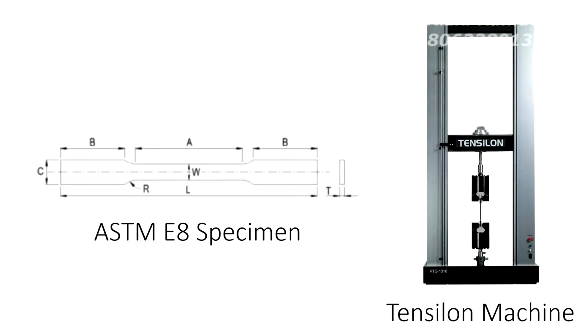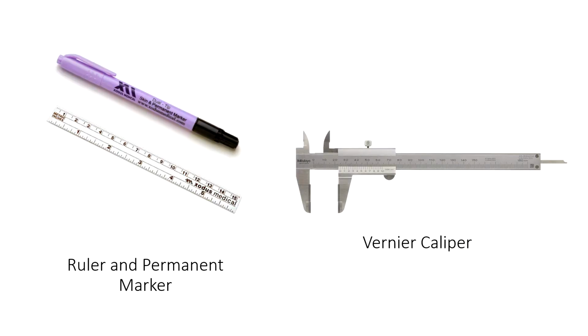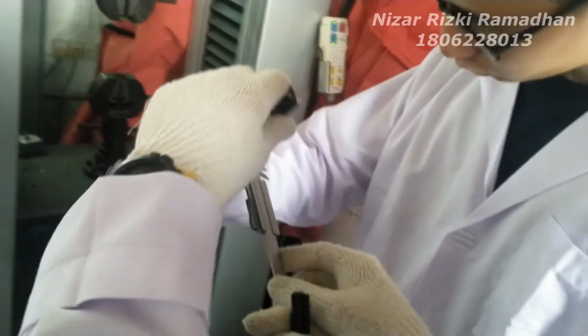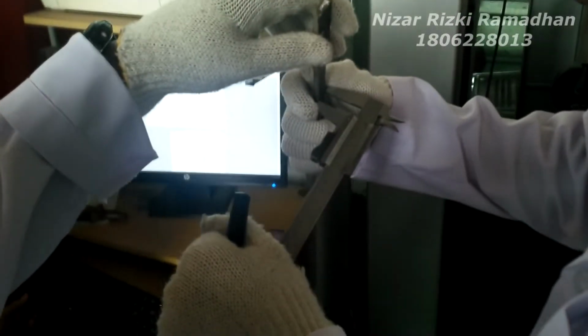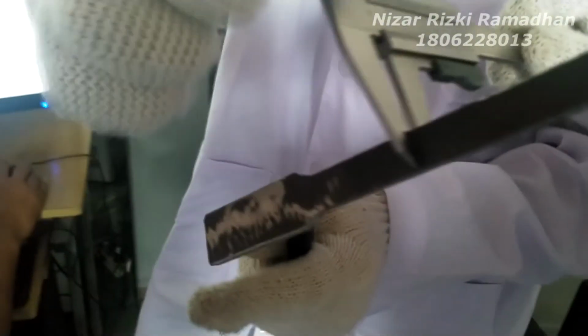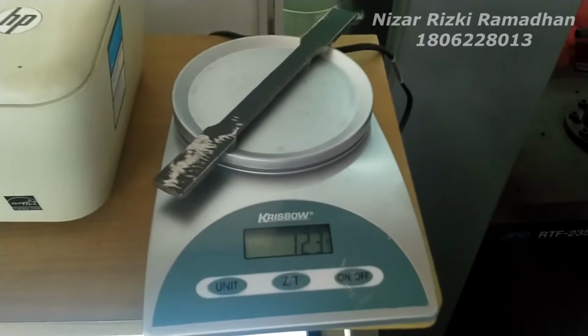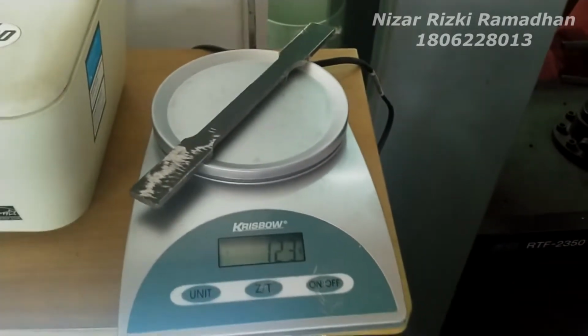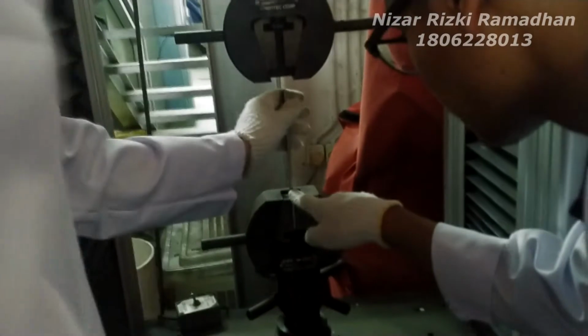These are the apparatus of this experiment: the ASTM E8 specimen, the tensile machine, a ruler and permanent marker, and a vernier caliper. Before we start testing the material, we measure the dimensions and the thickness to make sure it complies with the ASTM E8 standard for specimens. After measuring the dimensions of the specimen, we weighed it on a weighing scale and it shows 123 grams. After that, we put the specimen on the tensile machine.